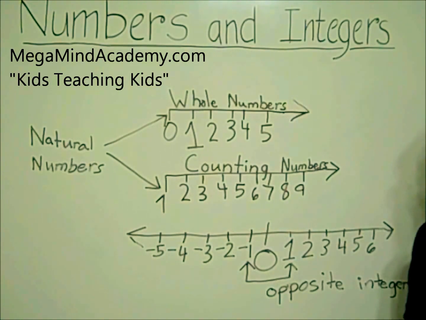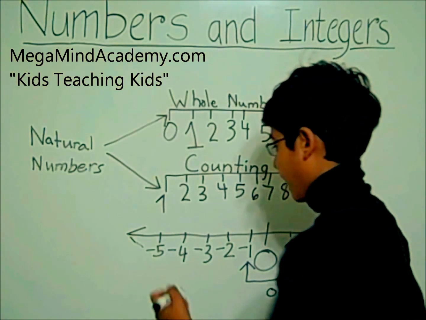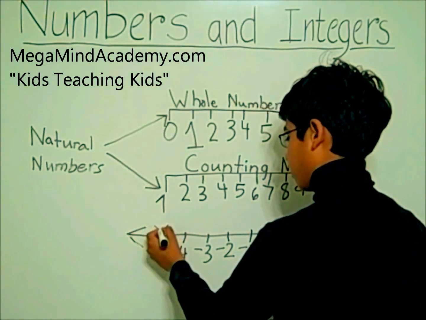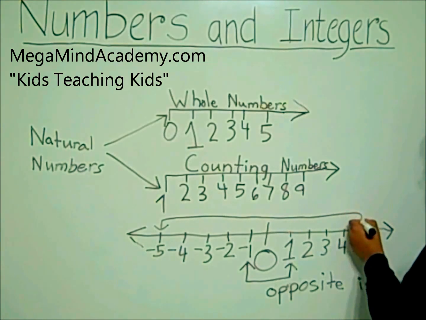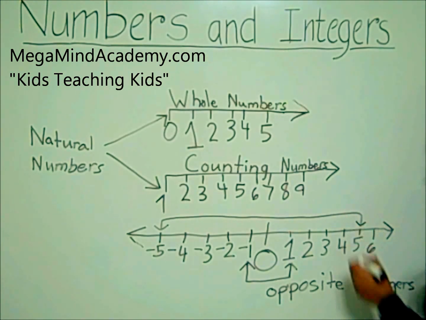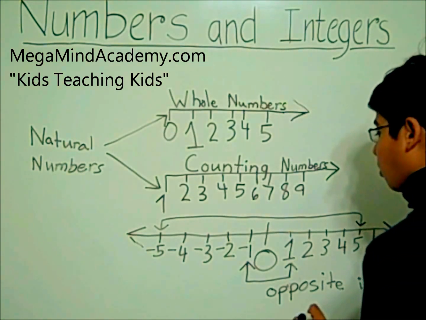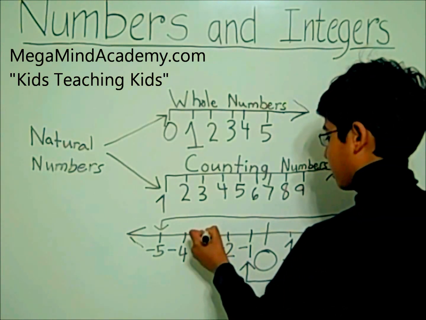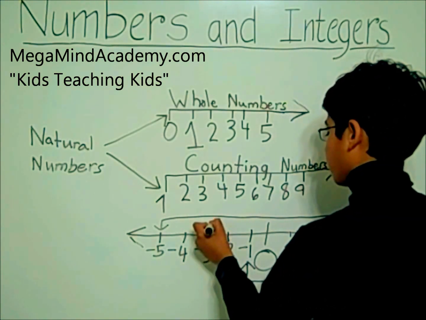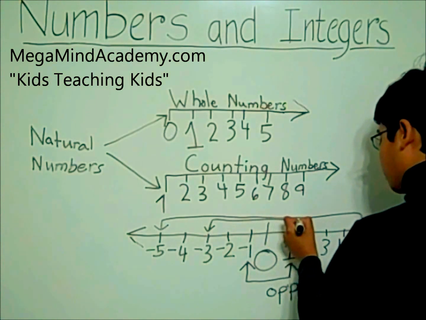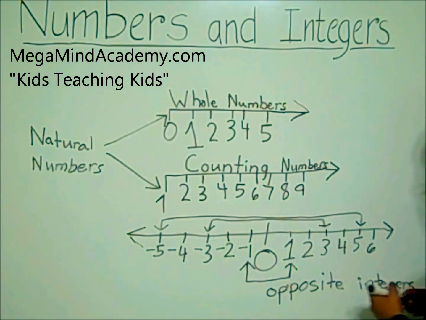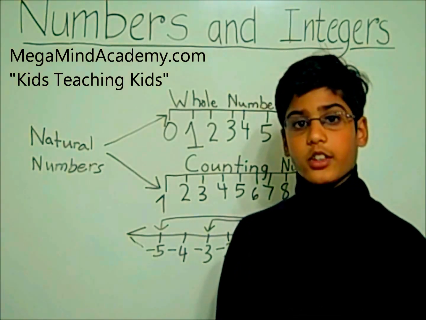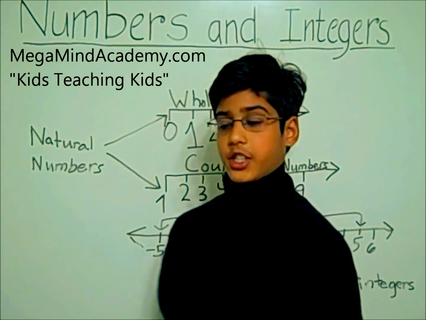So that would mean that -5 and 5 would be opposite integers, or -3 and 3 would be opposite integers. Today we learned about numbers and integers.